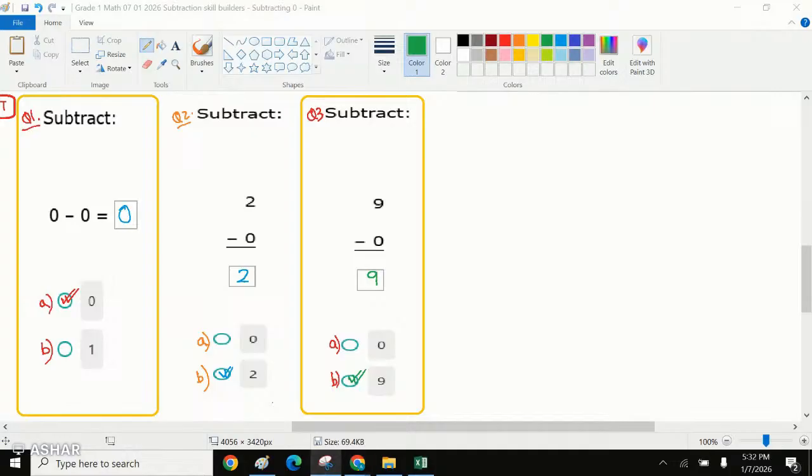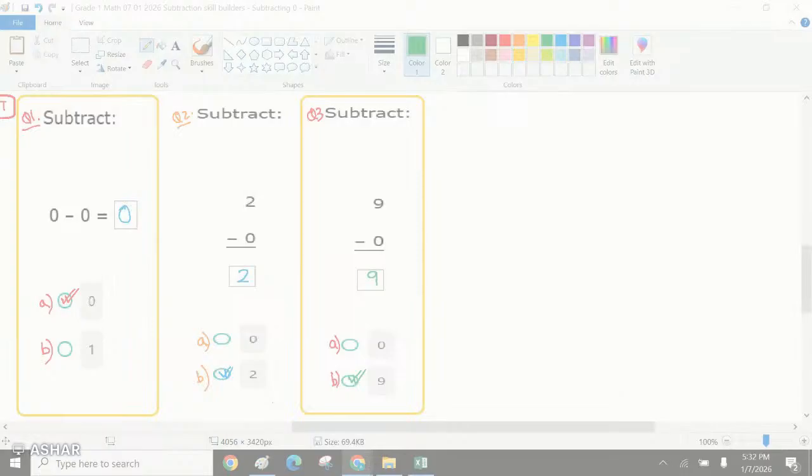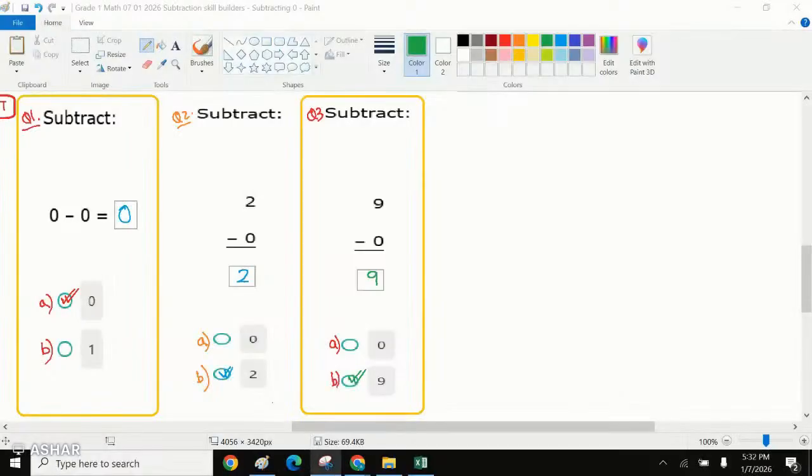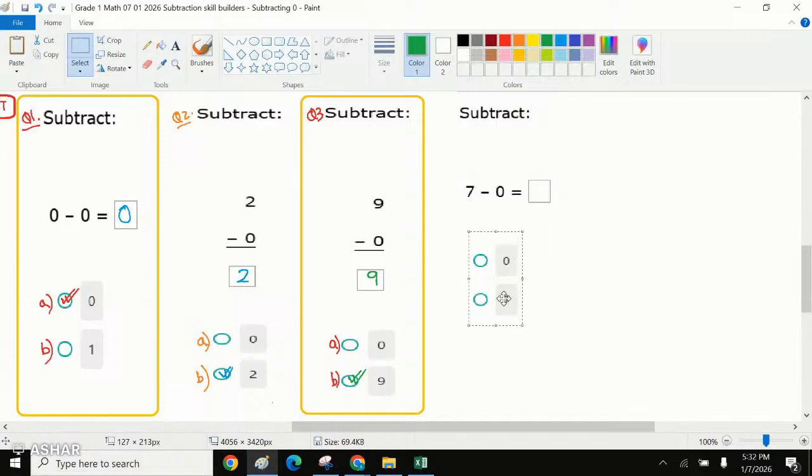Okay. Moving on to the next question. The next question says 7 minus 0. Okay, I'll just copy paste it over here. These are the two options we have. And what we need to do is solve question number 4. The answers are given as 0 and 7. So 7 minus 0 would be, yes, thank you. Option number 2 was 9 in the previous question. In question number 4, it says 7 minus 0.